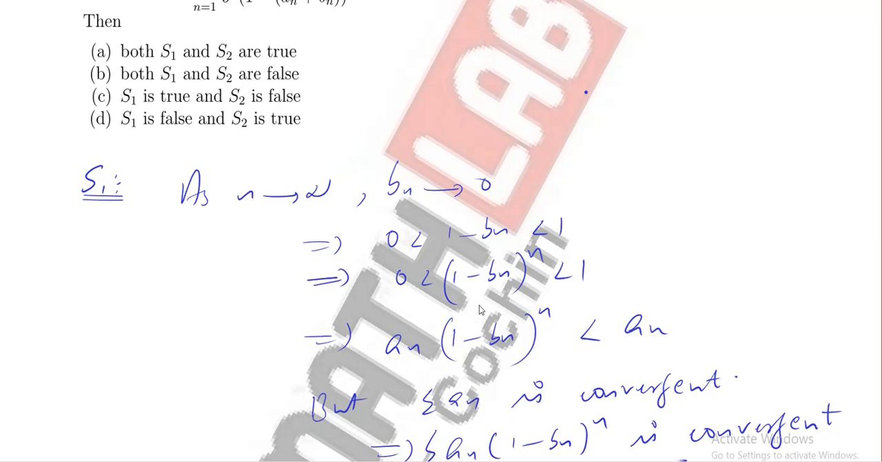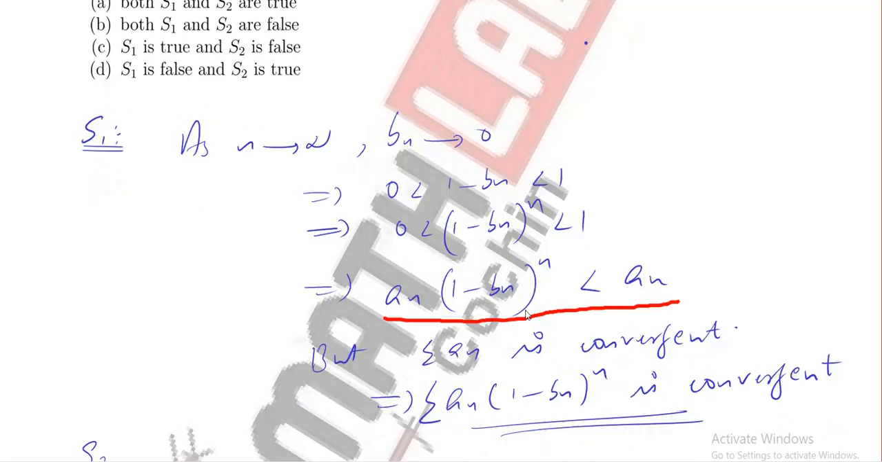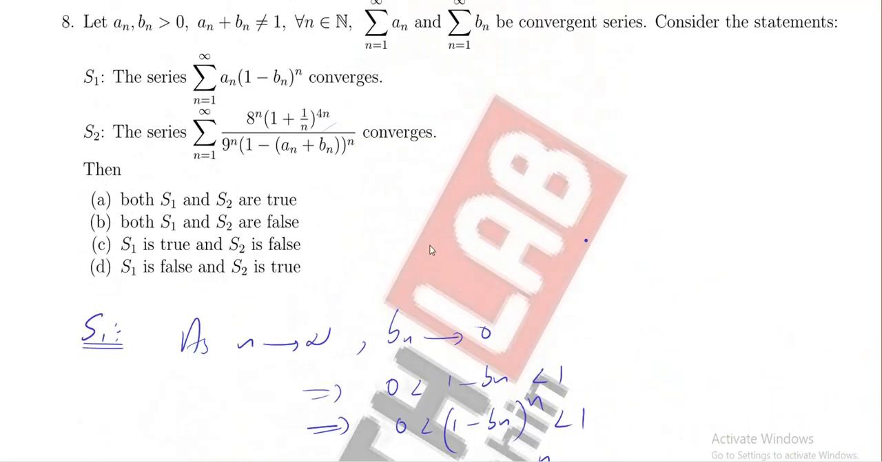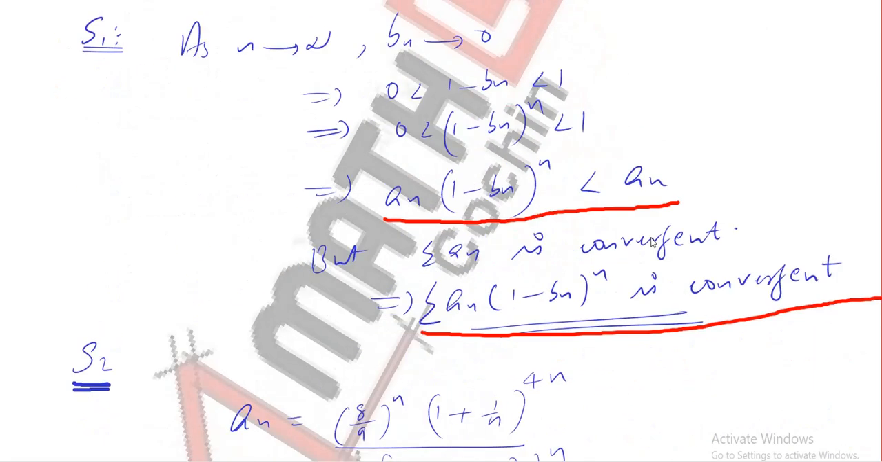All right. Therefore, you multiply a quantity with a quantity in between 0 and 1. So definitely you can say that an times (1 minus bn) to the power n is less than an, because this one is a quantity which is less than 1. And on the right hand side, sigma an is a convergent series. Therefore, by the direct comparison test, we can say that sigma an times (1 minus bn) to the power n is convergent, right? So the first series converges. So S1 is true.